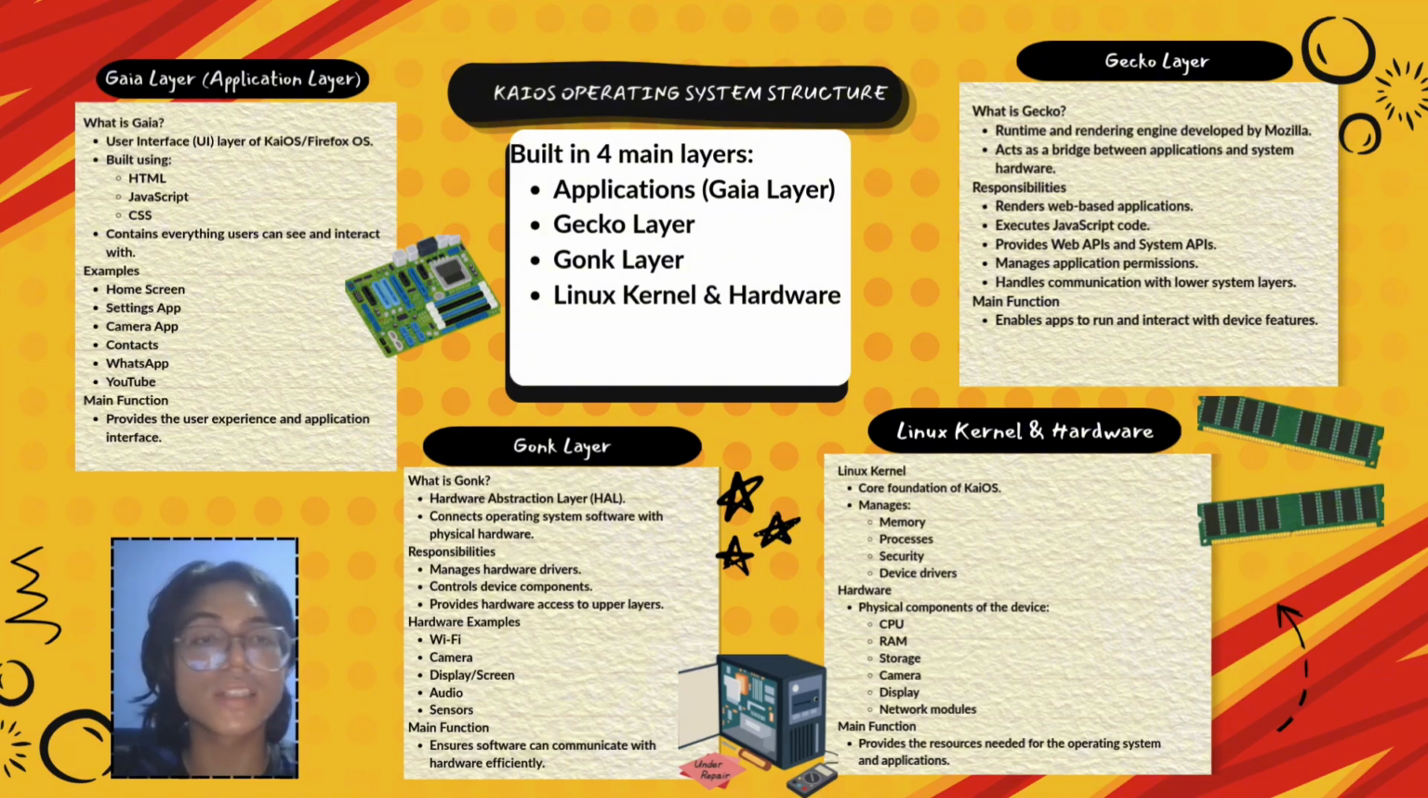And lastly, the Linux kernel and hardware. What is the Linux kernel? The Linux kernel is the core foundation of KaiOS. It manages memory, processes, security, and device drivers. The physical components of the device are CPU, RAM, storage, camera, display, and network modules. The main function of the Linux kernel and hardware is to provide the resources needed for the operating system and applications.